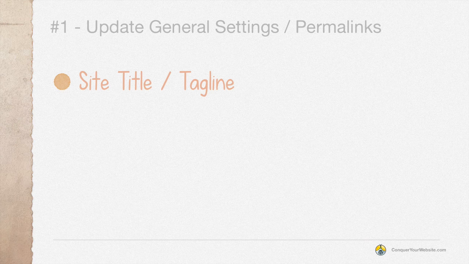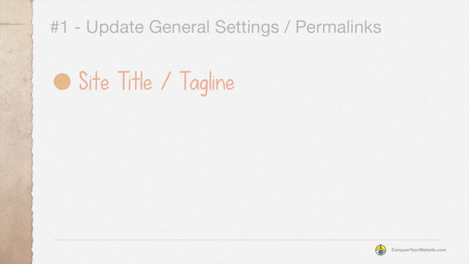Point number one is I update the general settings and permalinks. So the very first thing that I do once I get WordPress installed is I go and update that site title and tagline. One of them says just another WordPress site, and it's very general, very basic, and it's a very good way for hackers to know that you've just installed WordPress. So depending on what site I've got, it's normally a 3-letter keyword or 3 letters.